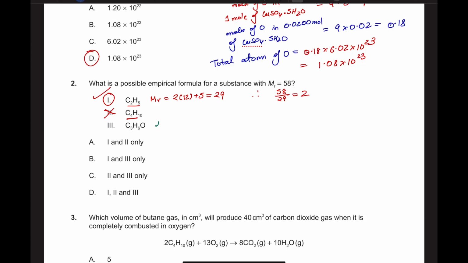Next, C3H6O. Find the MR: 3 times 12 plus 6 times 1 plus 16, right? 36 plus 6 plus 16, so yeah, we exactly get 58 for part 3. Again, if you divide 58 with 58, we get 1, which is a whole number. So this can also be the empirical formula. The answer would be 1 and 3 only, which is option B.